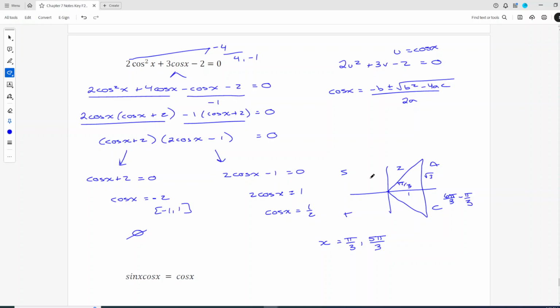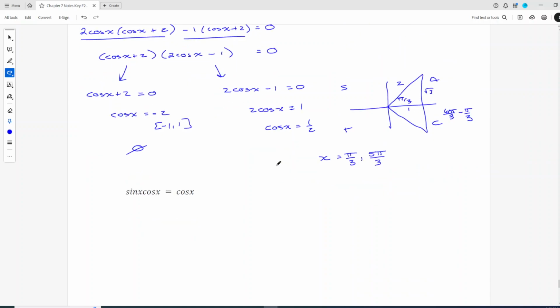It's a big one. All right, and again, don't forget you can always plug these in, right? You could do 60 if you don't want to type pi by 3 and just plug in 60 degrees. Make sure your calculator's in degrees and make sure that it's equal to 0.